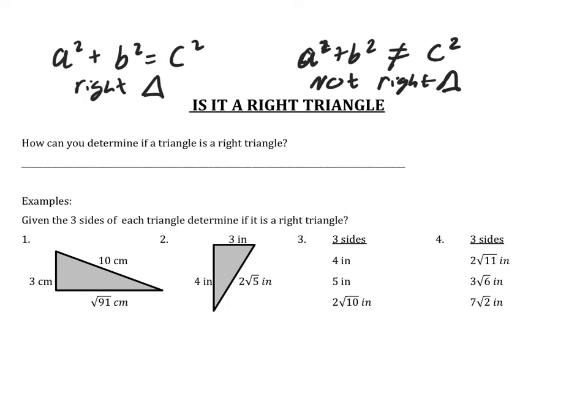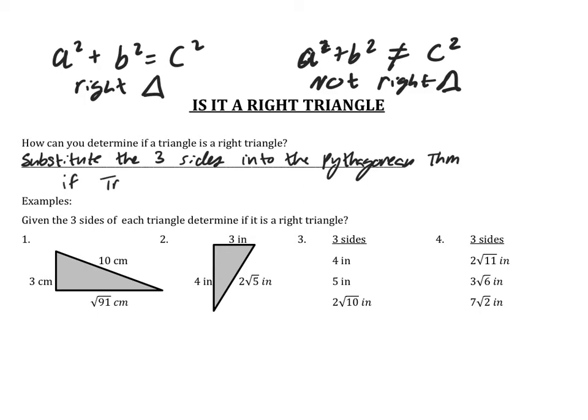So all that we're going to do to determine if a triangle is right or not is substitute the three sides into the Pythagorean theorem. Okay. If we get a true statement, then it is right. If it's not true, then it is not a right triangle, right?